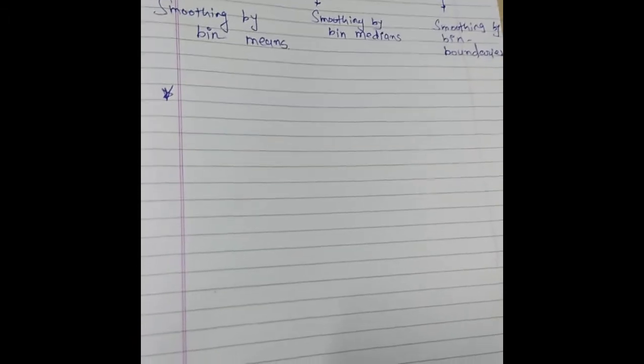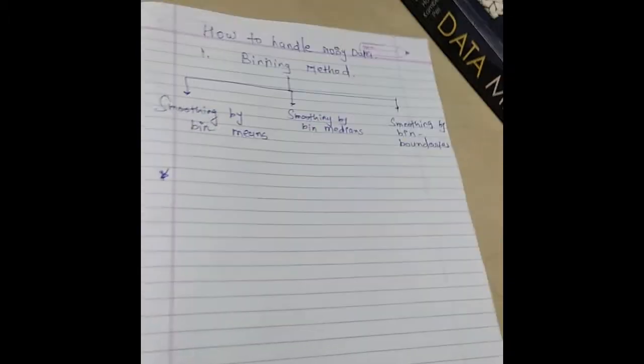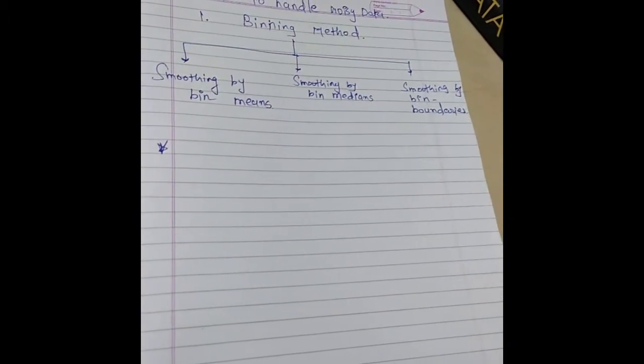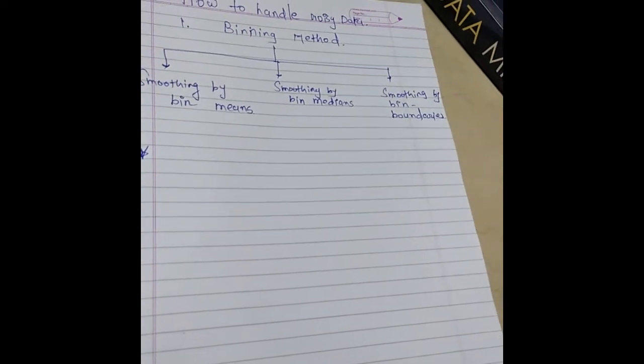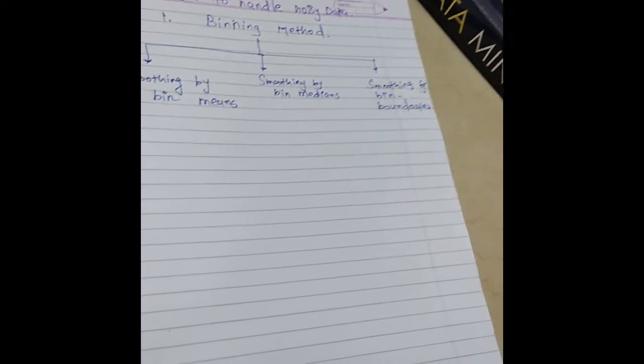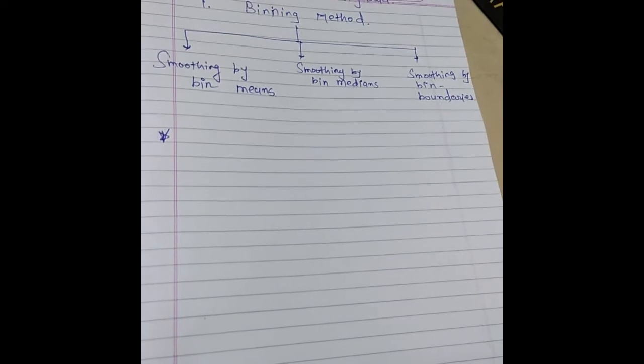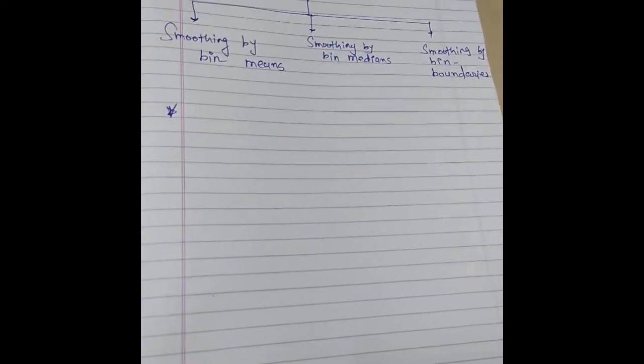As I said, binning has three methods: smoothing by bin means, smoothing by bin medians, and smoothing by bin boundaries. The binning method can be used for smoothing the data. Mostly data is full of noise. Data smoothing is a data pre-processing technique using different kinds of algorithms to remove the noise from the data set. This allows the important patterns to stand out. So by using this method we can remove the noise from the data.